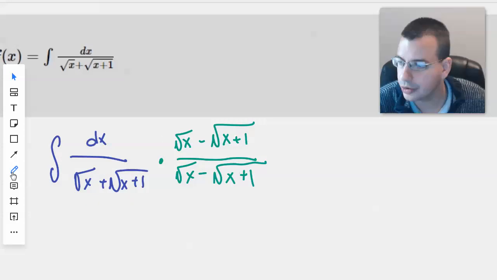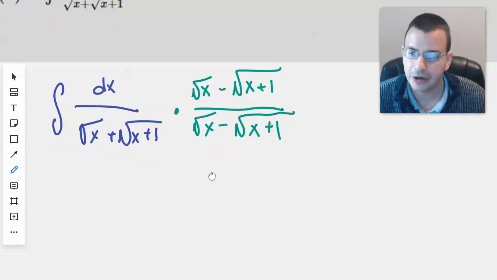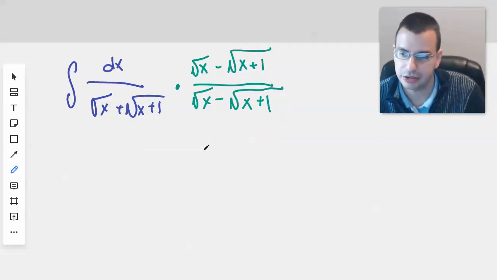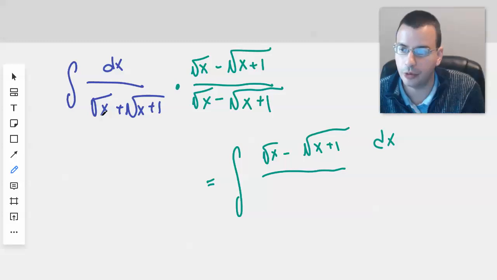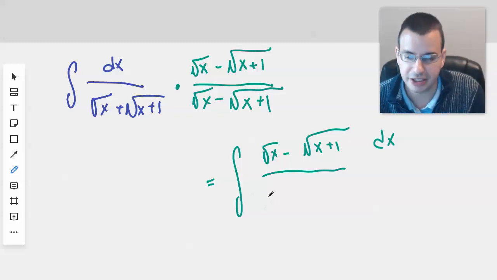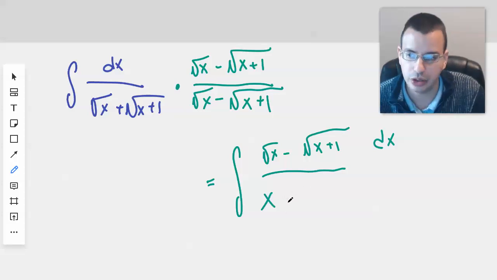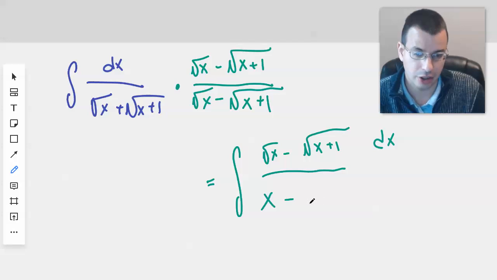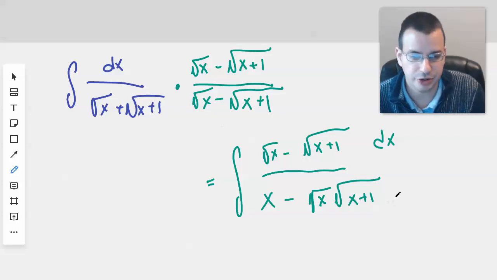Okay, so now comes the algebra. The top part will be pretty easy. The integrand on top is square root of x minus square root of x plus 1, with a dx. Now we have to FOIL the denominator. Square root of x times square root of x is x. Square root of x times negative square root of x plus 1 is minus square root of x times square root of x plus 1. Then square root of x plus 1 times square root of x.